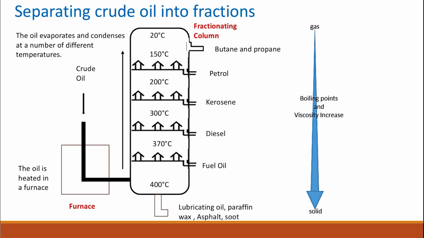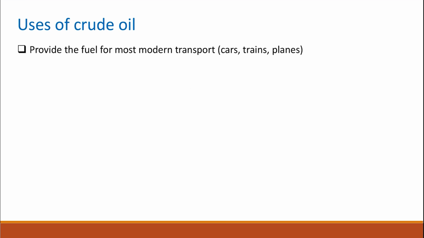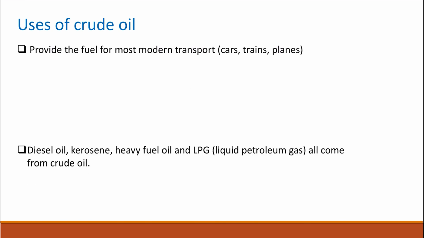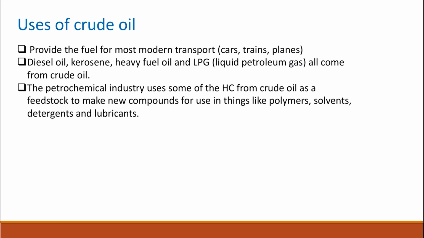So in the fractionating column, the gases will be separated at the top, the solids will be separated at the bottom, and as you go down, the boiling point and viscosity of the different members will increase. Crude oil has many uses because it provides the fuel for most modern transport, and also the diesel oil, kerosene, and heavy fuel oil all come from crude oil. In addition, the petrochemical industry uses the different hydrocarbons that come from the fractional distillation, and they can also be used in making different polymers, solvents, detergents, and lubricants.